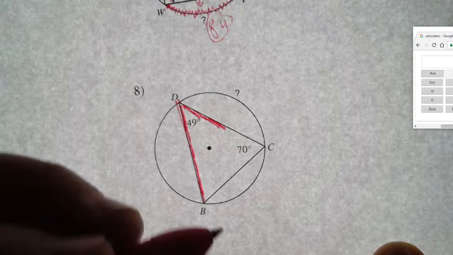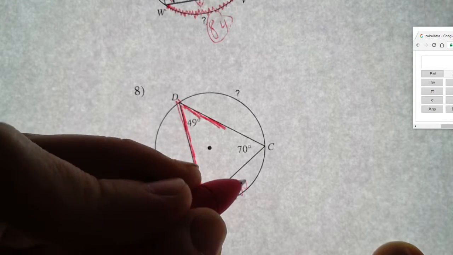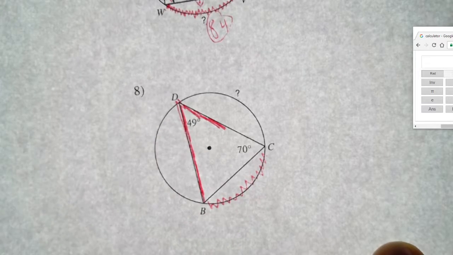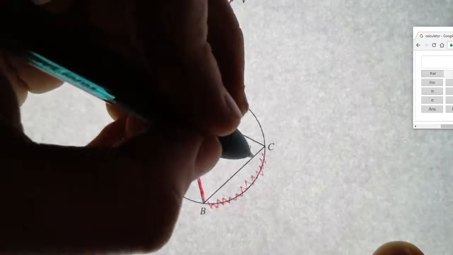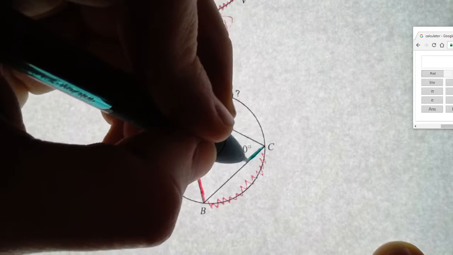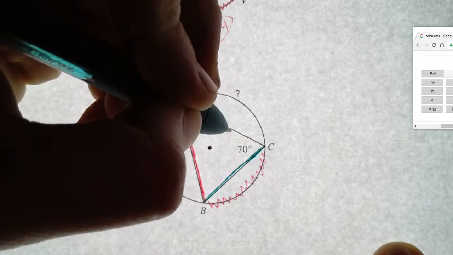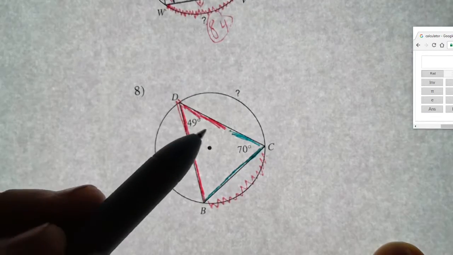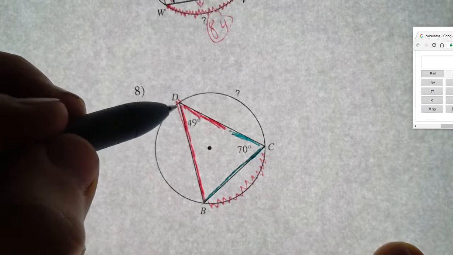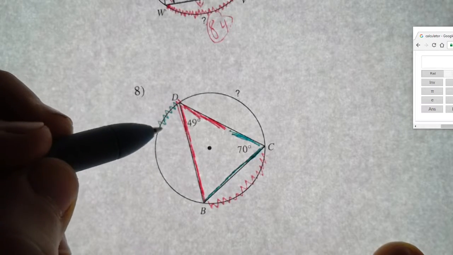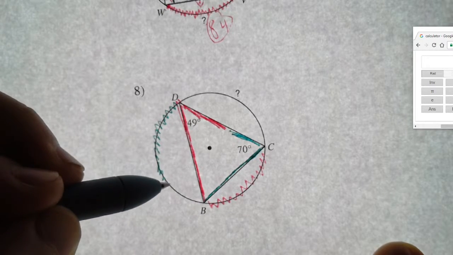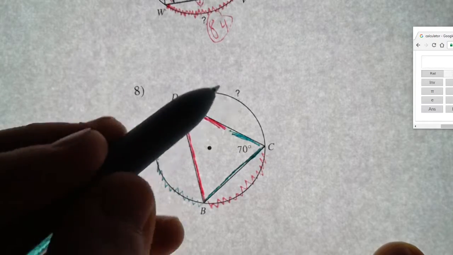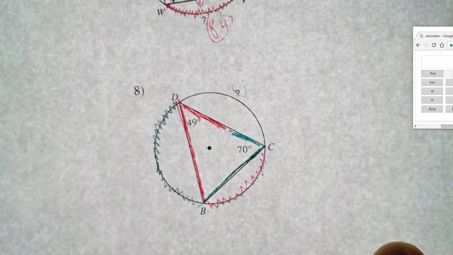Which intercepts arc BC. Then they gave me 70 for angle C, and that intercepts arc DB. Well, that's unfortunate because they wanted me to find this over here. There's just a couple pieces of information that you need to put together and you should be able to find it.